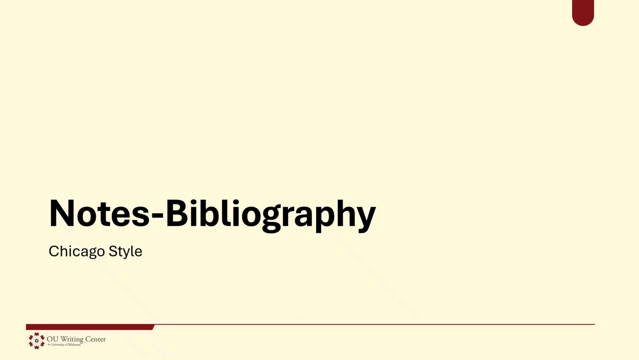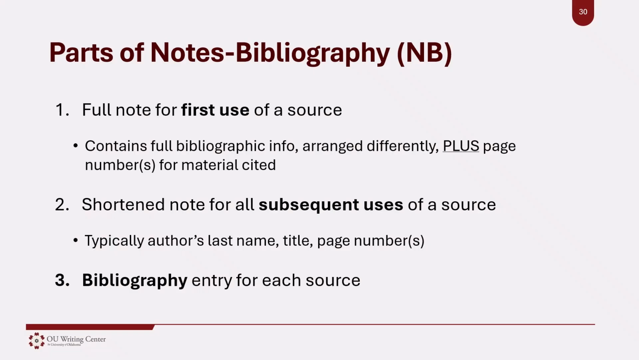Now let's talk about the notes bibliography system. The notes bibliography system is very similar to the author date system, the difference being that the note system uses footnotes or endnotes instead of parentheses. Unlike the author date system, these notes have multiple formats depending on whether or not a source has been used before. The first time a source is cited in your paper, it is cited with a note that includes a source's full bibliographic information. However, after the first citation, a source's note will be a shortened entry.